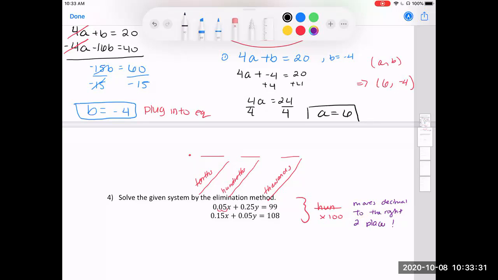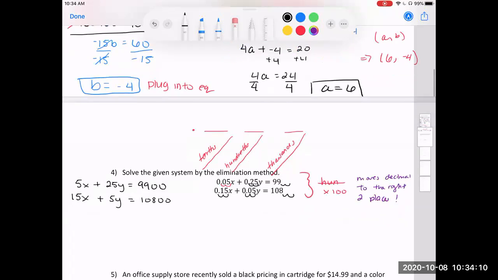So I now have 5x plus, we move it over to 25y. We move this one over to 9900, so 9,900. For our second one, move it over to the right two. We have 15x plus 5y equals 10,800. Now we have bigger numbers, but at least we don't have decimals. So that's the thought process for that.